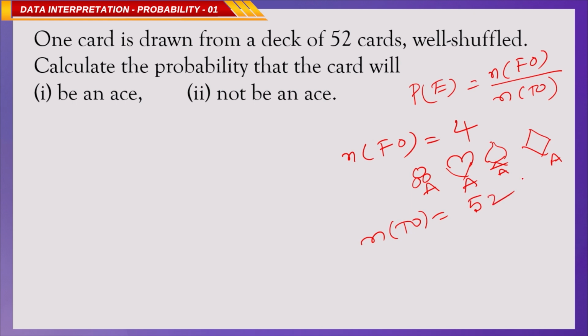What is the formula to get the probability of getting an ace? The number of favorable outcomes is 4, the number of total outcomes is 52. 4 by 52, 4 1s, 4 13s means 1 by 13. So, for getting an ace, the probability is 1 by 13.